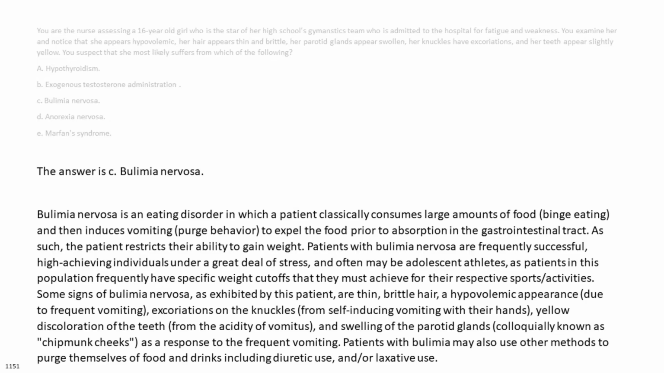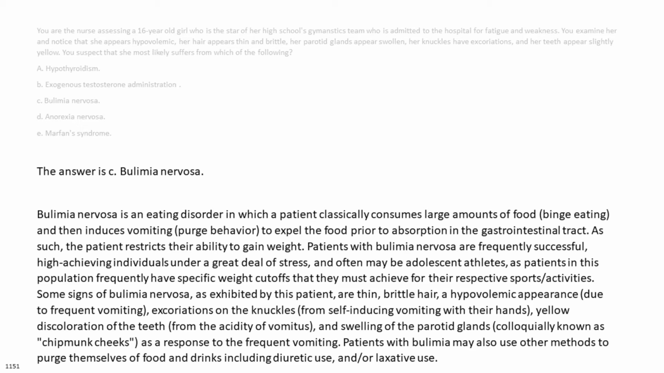The answer is C. Bulimia nervosa. Bulimia nervosa is an eating disorder in which a patient classically consumes large amounts of food, binge eating, and then induces vomiting, purge behavior, to expel the food prior to absorption in the gastrointestinal tract. As such, the patient restricts their ability to gain weight.